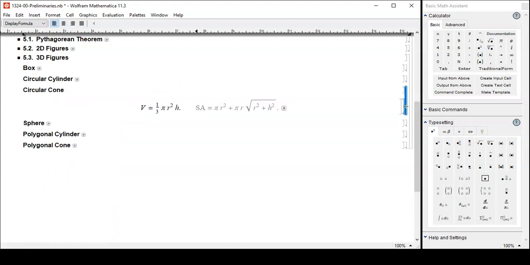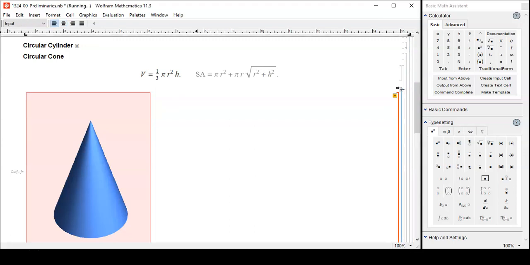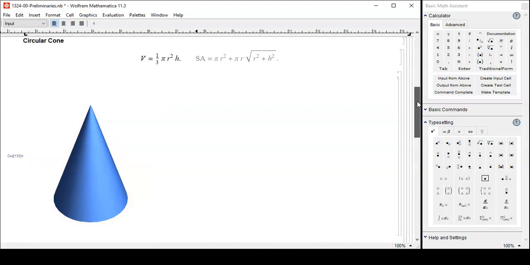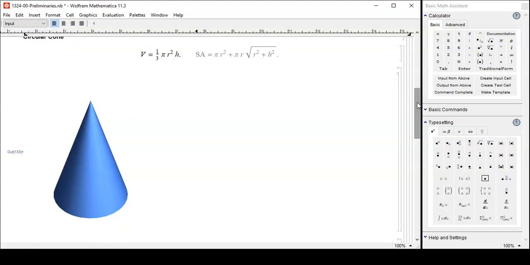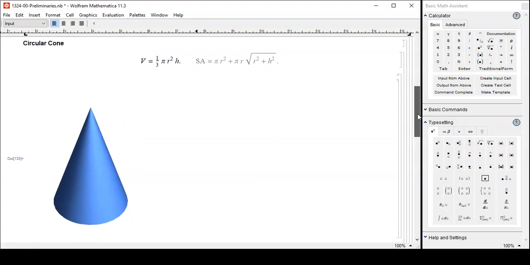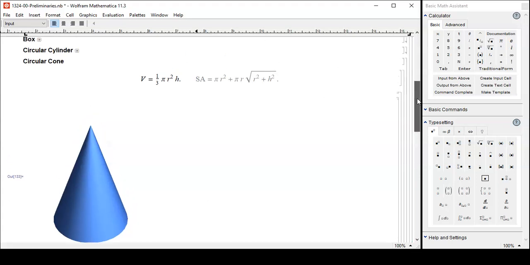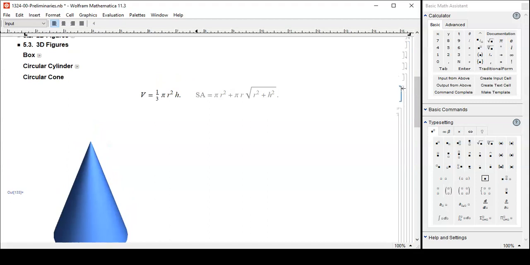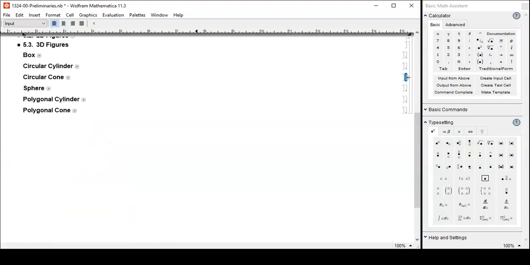Circular cone. It turns out 1/3 pi r squared h, and why 1/3? Good question. That will be answered in calculus. So we're not going to consider those at this level. Just remember the formula, and same goes for the surface area formula. I don't think we're going to be using the surface area formula at all, but there you go anyway.